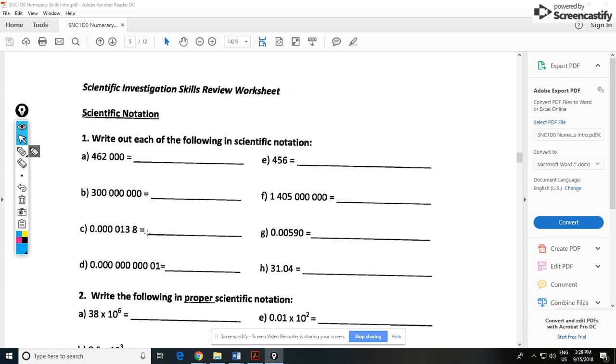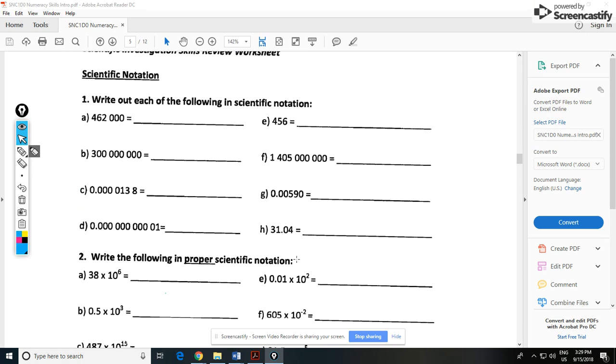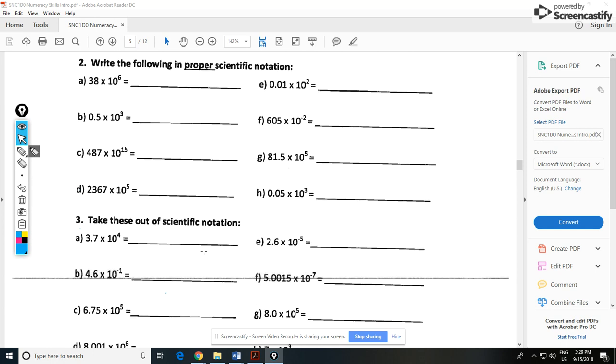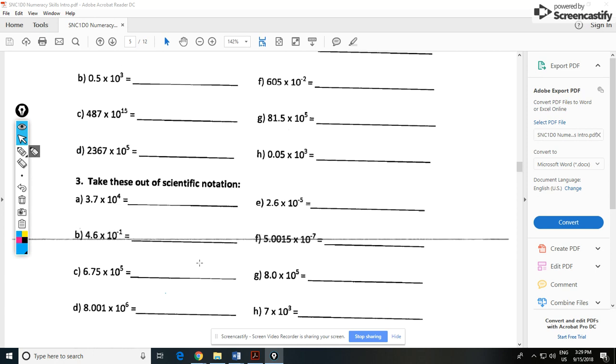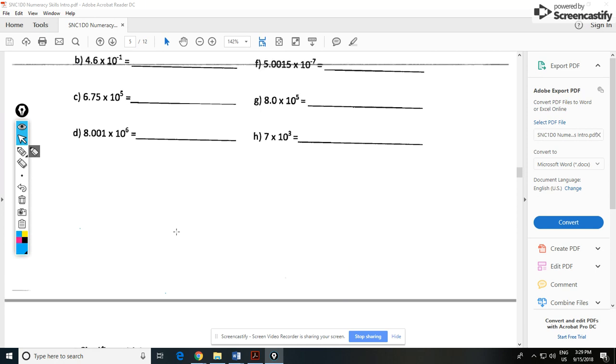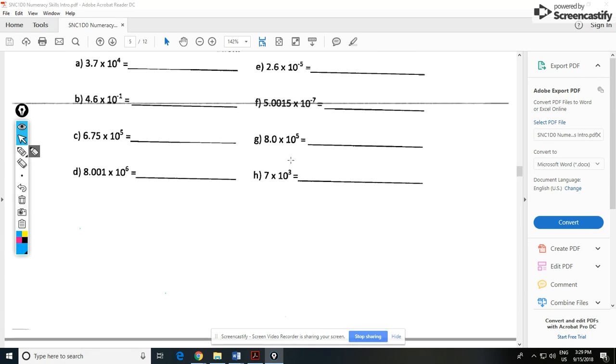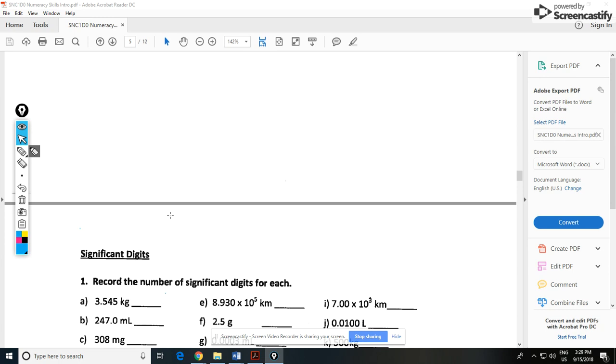There's some more practice for scientific notation, writing numbers out in the form of scientific notation, making them in proper scientific notation, taking the numbers out of scientific notation and putting them in standard notation. And there's many examples of that done for you already. And if you find that the video made for you is not up to your standards or is not something you quite understand, you can always search up other videos on YouTube. There's plenty of good ones out there.